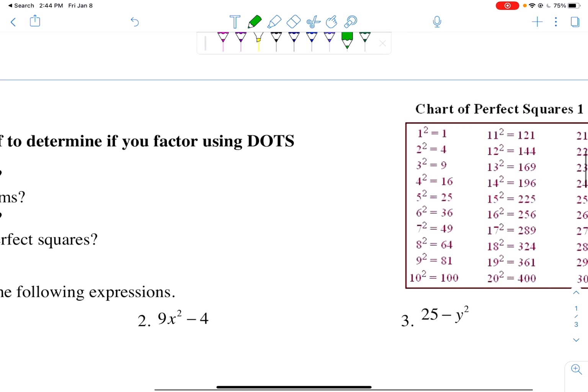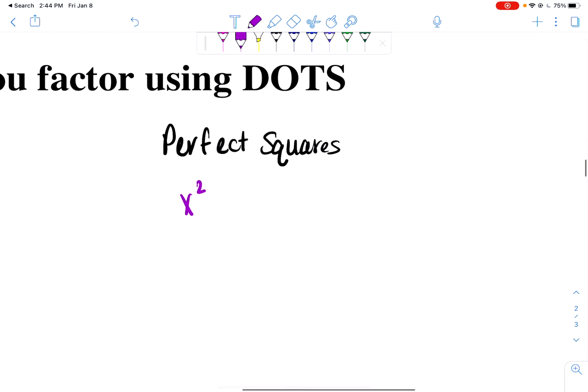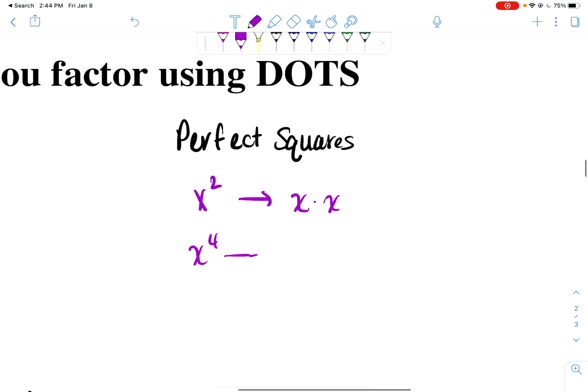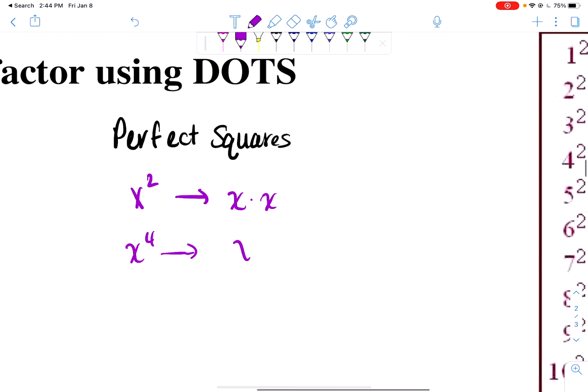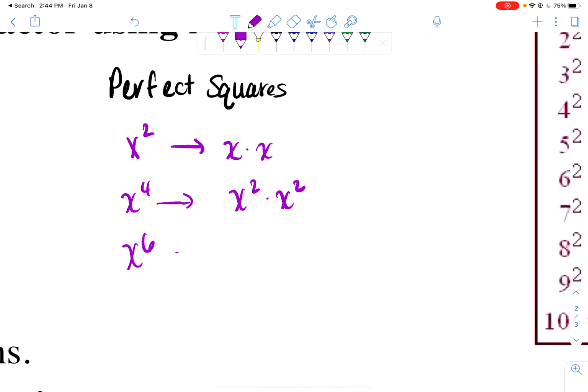Giving you the heads up, these are examples of perfect squares when it comes to exponents. I mean with variables. So x squared is a perfect square because x times x. X to the 4th is a perfect square because x squared times x squared. X to the 6th is a perfect square because x cubed times x cubed, and so forth. You basically take this exponent and divide by 2. So 4 divided by 2 is 2 and 2. 6 divided by 2 is 3 and 3.